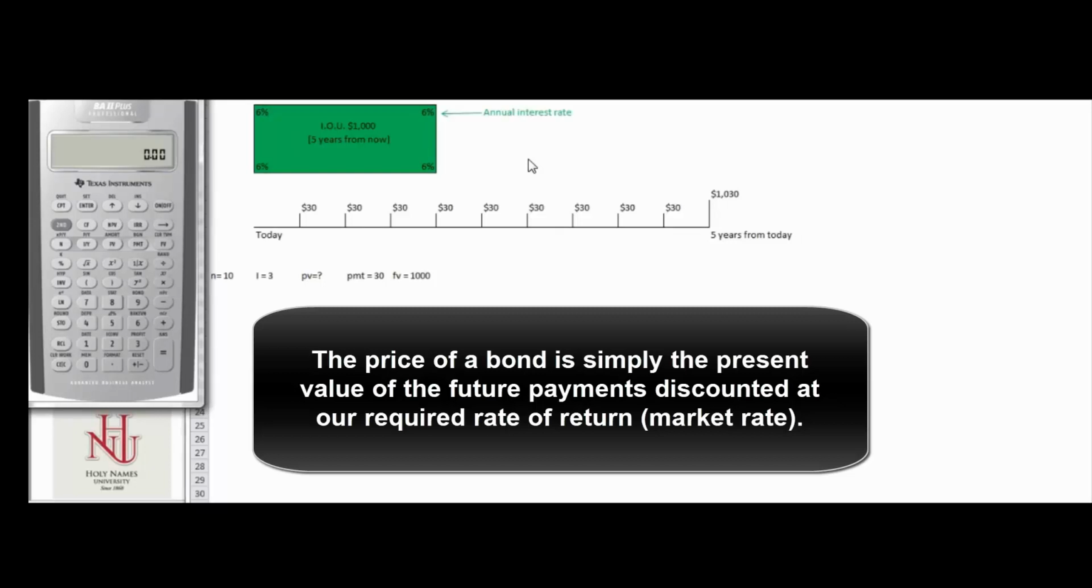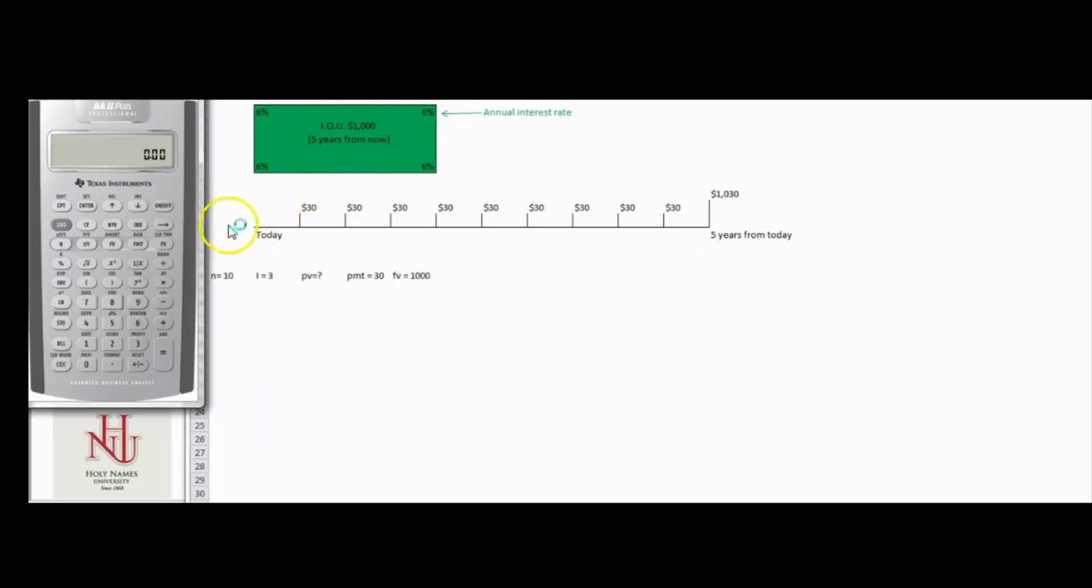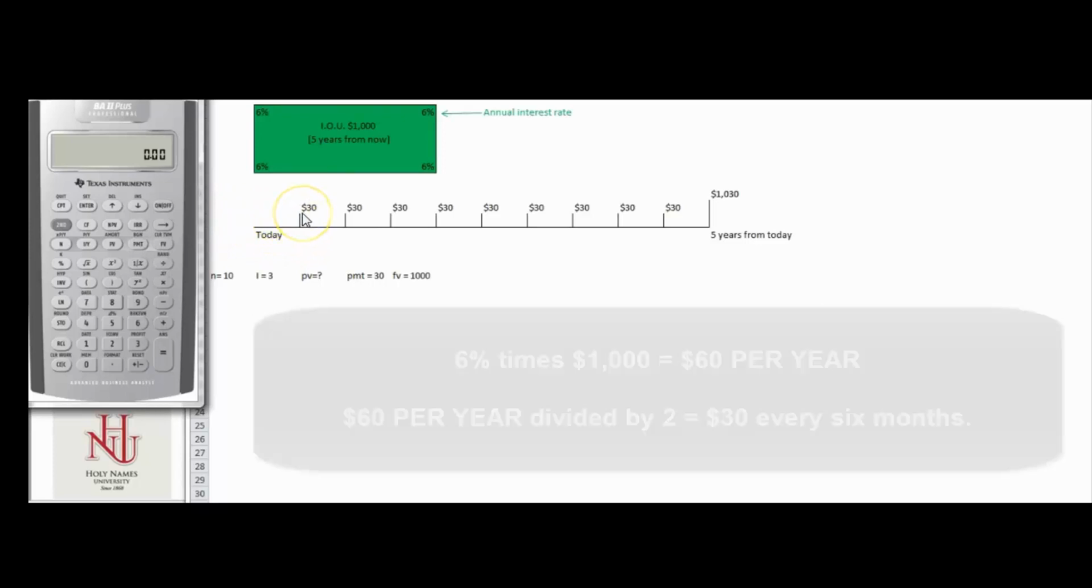Whatever those future cash flows are worth today, discounted at the market rate, is what we should pay. So if 6% is the market rate and the contract rate, when we find the present value of these future cash flows, we should end up with $1,000. So what do the cash flows look like? Well, we don't get anything today. We have to hold the bond for 6 months and then we'll get $30.